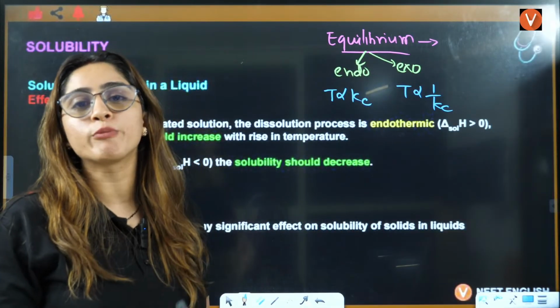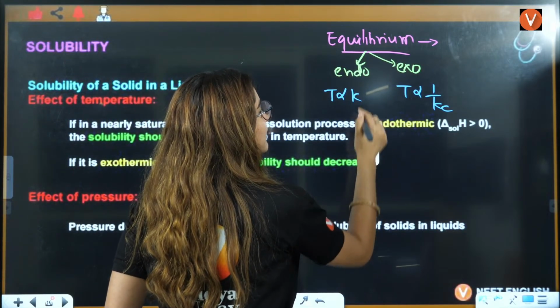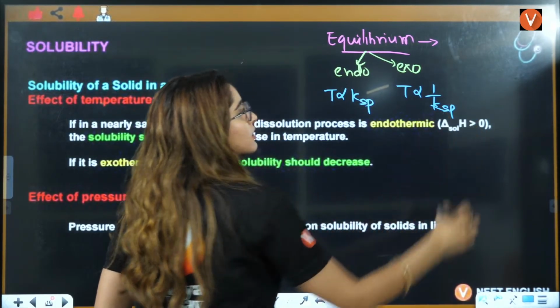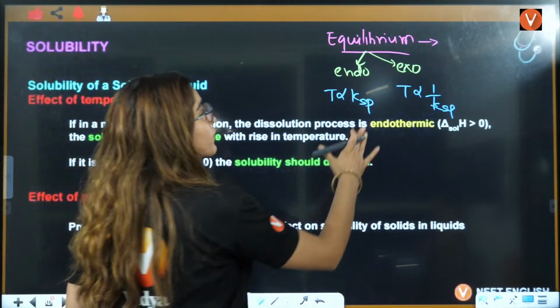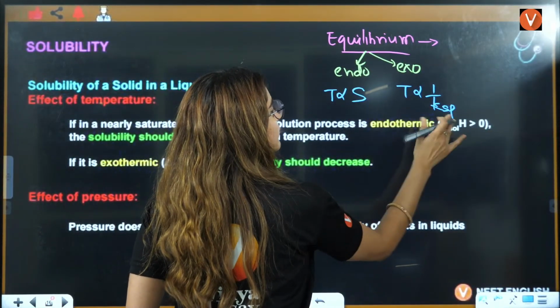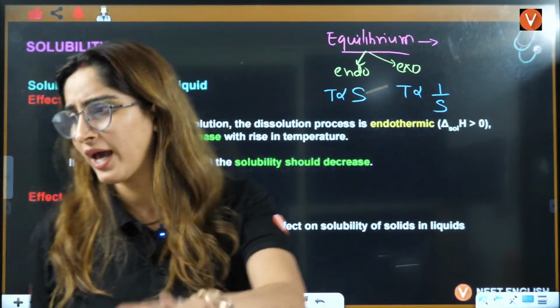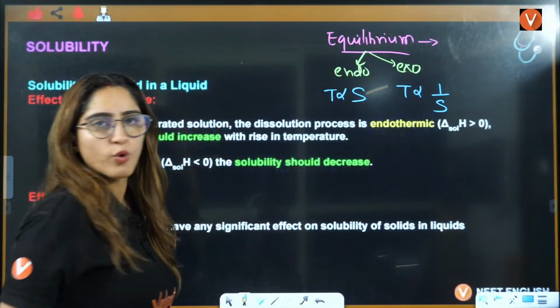But here we are talking about solubility. This also we have seen in ionic equilibrium, that this is Ksp in the case of solubility, and Ksp is directly proportional to solubility. If you don't remember that, it's okay. We are going to revise that. Now, this we should know.